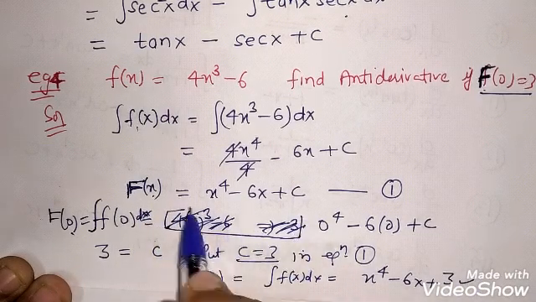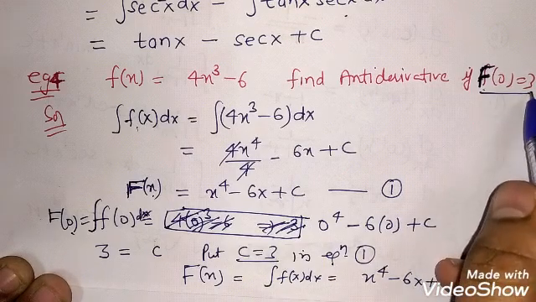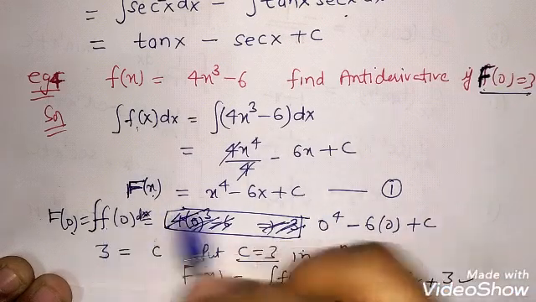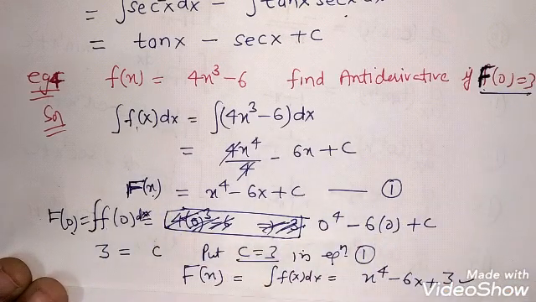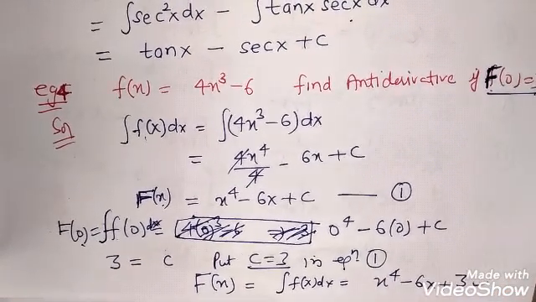Capital F of 0 is 3. Capital F of 0 means the integral of f of 0. So just put the value, you will get the value of c. Hope you are getting this. Moving towards the next question.